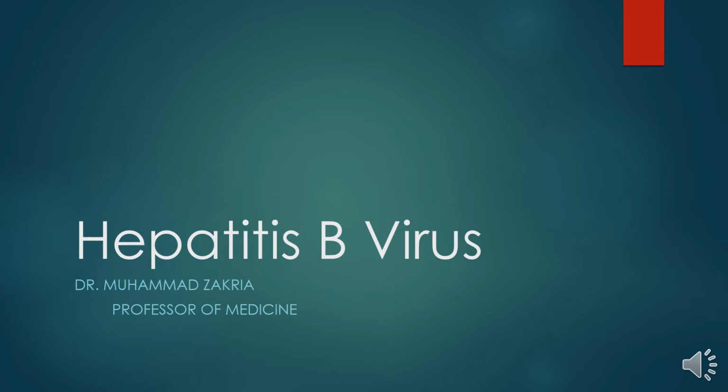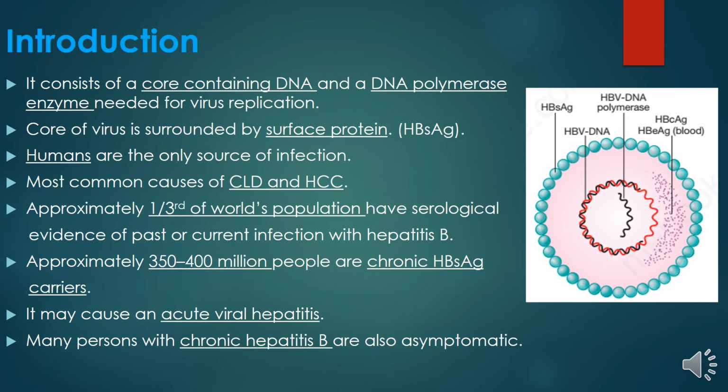Today's topic is hepatitis B virus, and we also discuss hepatitis D, which is a delta virus. Hepatitis B virus has a core containing DNA and a DNA polymerase enzyme, which is needed for virus replication. If we look at the right side, at the center, there is the hepatitis B virus polymerase and it is enclosed by the hepatitis B virus DNA.